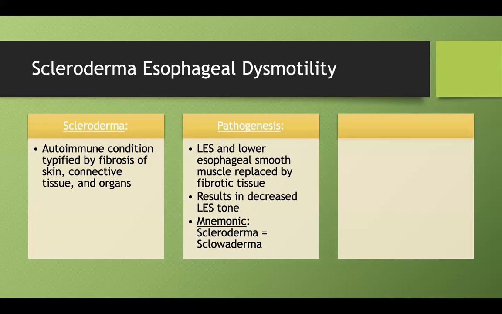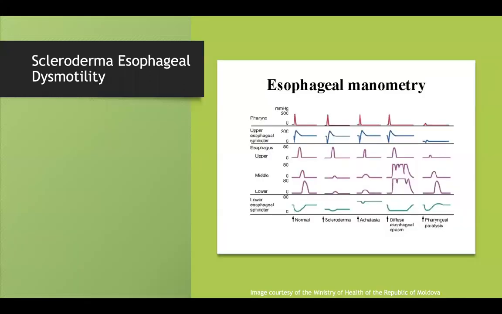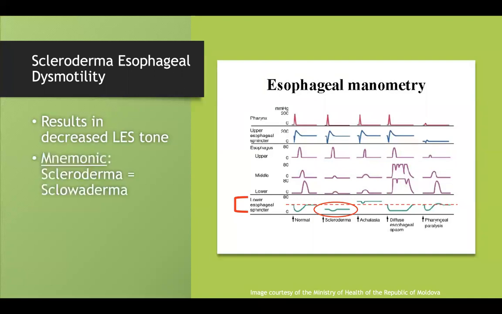And so my mnemonic for this is that when I think of scleroderma, I think of scleroderma because it's very low. The tone especially is going to be low because it's replaced by this fibrotic tissue that doesn't work as nicely. So if we go here, if we look at our tone again and we go through what's normal, we have scleroderma with a decreased tone here.